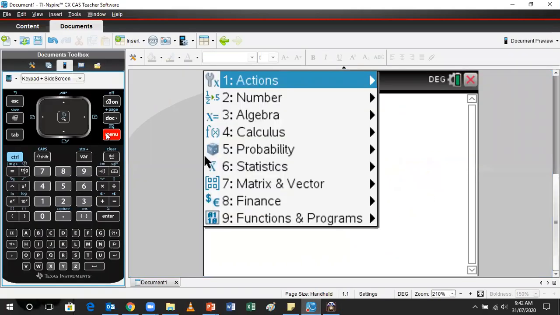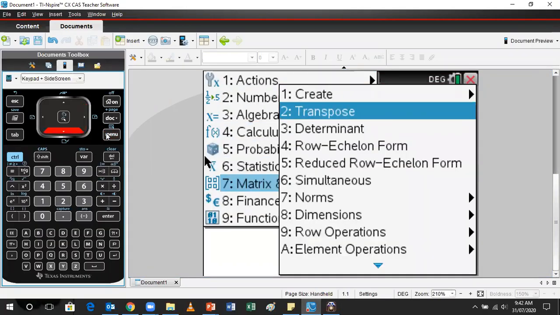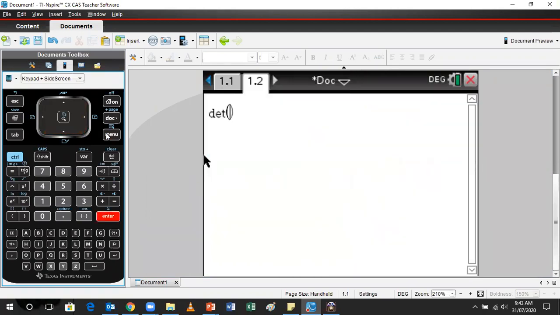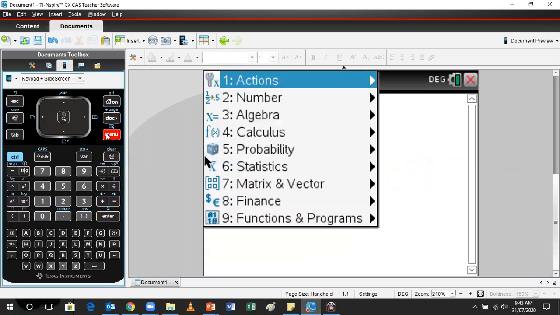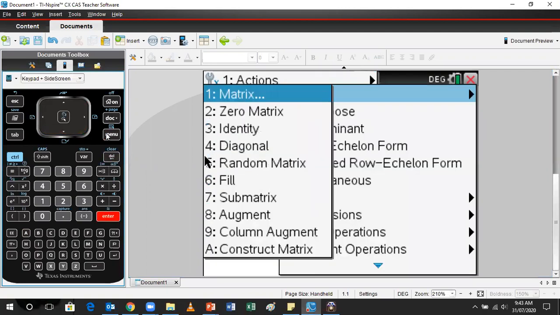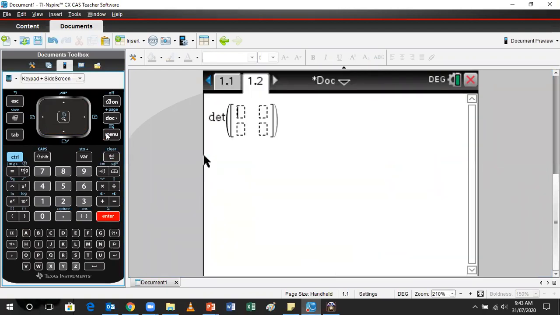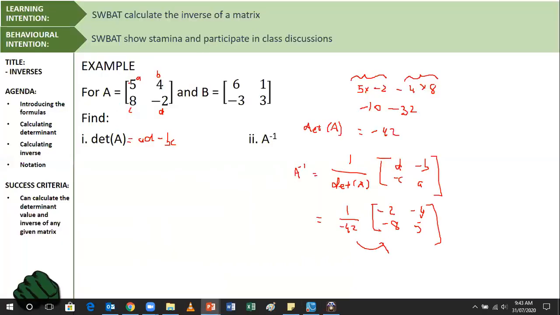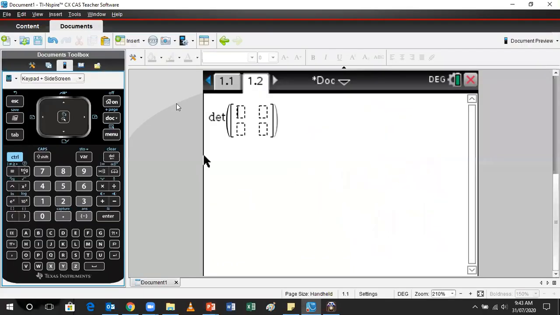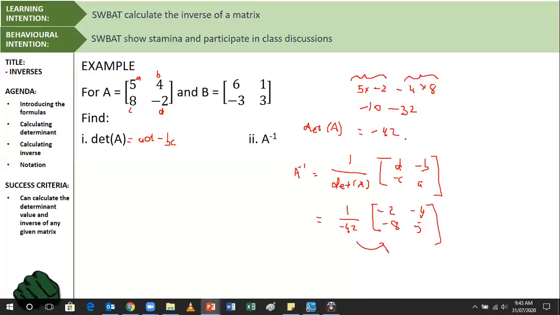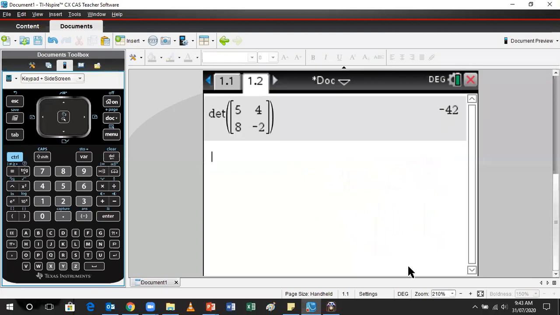So when you go menu down to matrices, what you'll notice is this guy, determinant. Obviously we can't just write determinant of matrix A because it doesn't know what matrix A is. So we're going to tell it what matrix we're working with. First of all, it must be a square matrix, so 2 by 2. I've got the numbers: 5, 4, 8, -2. And just like that, there's my determinant. So instead of going through the formula and calculating it, CAS will do all the work for you.